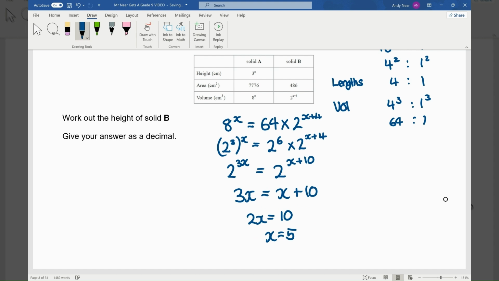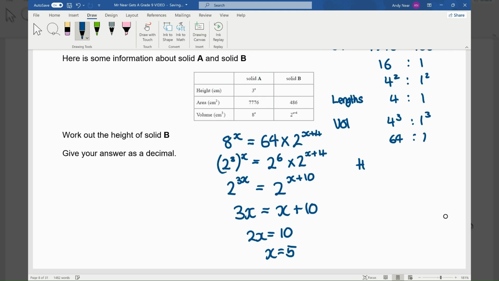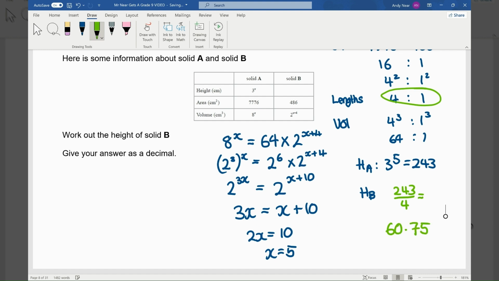Now what that means is that the height of shape A is going to be 3 to the power of x, and x is 5, and that is 243. The height of B, well, we've said here that the lengths are in the ratio of 1 to 4. So the height of B is going to be a quarter of the height of A. So 243 divided by 4 is going to give me the height of solid B, and it wants it as a decimal, and as a decimal it's 60.75.